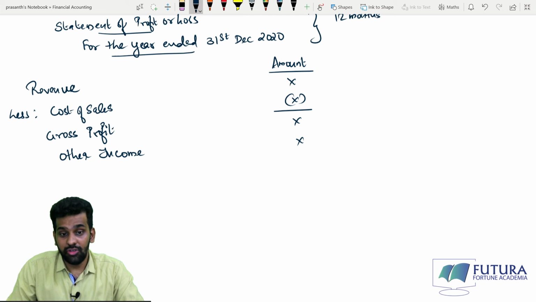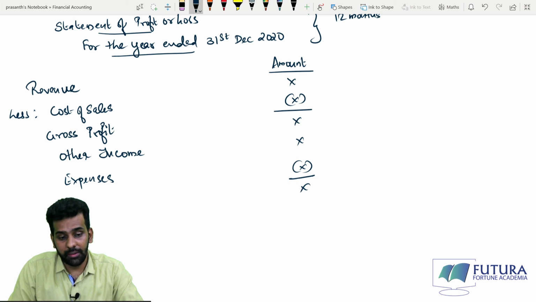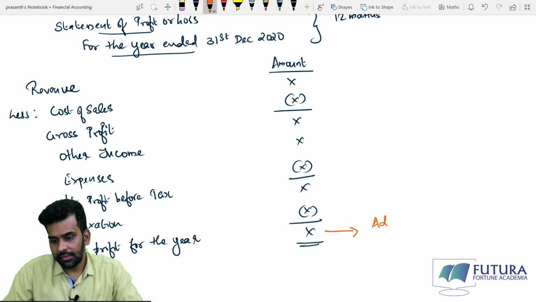Then you incur certain expenses like administration expenses and depreciation expenses. You will reduce them. This will be your net profit before tax. You will reduce your tax, and you will get your net profit for the year. This net profit for the year is added to your capital in the statement of financial position.